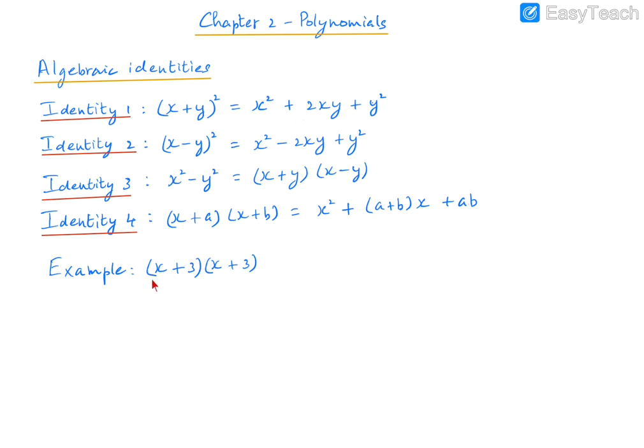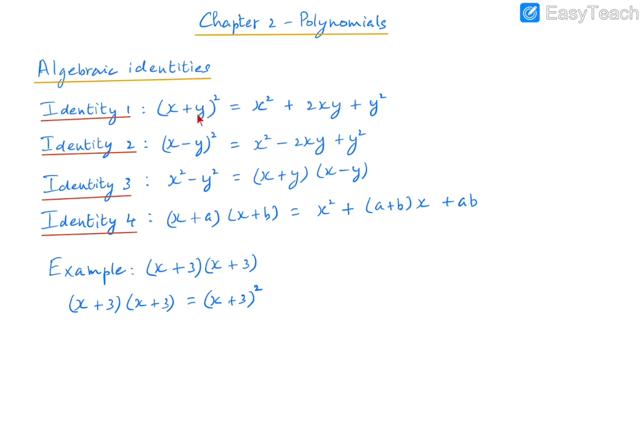The first identity we are going to use is using the fact that x plus 3 multiplied with x plus 3 is equal to x plus 3 the whole square. Anything multiplied by itself is basically the square of that number. So if we have 4 into 4, it means 4 square. a into a is a square. So x plus 3 into x plus 3 is x plus 3 the whole square, which looks similar to identity number 1.